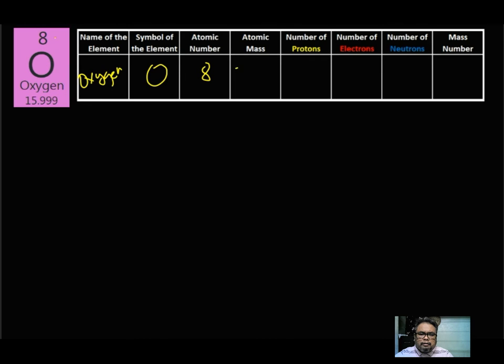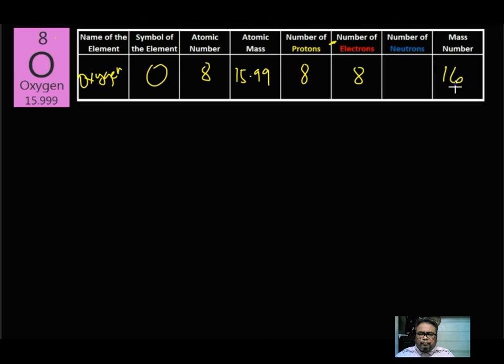Okay, the atomic mass is 15.99. And then the number of protons, okay, let's look at the atomic number because they are the same. So we have 8. The electrons, since they are equal with protons, that is also 8. Now, again, when the mass number is not given, all you have to do is go to the atomic mass and then round it off to a whole number. So we can make this 16.